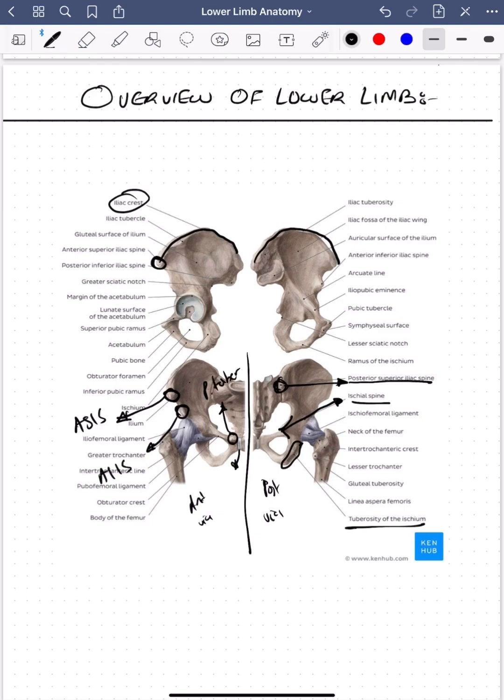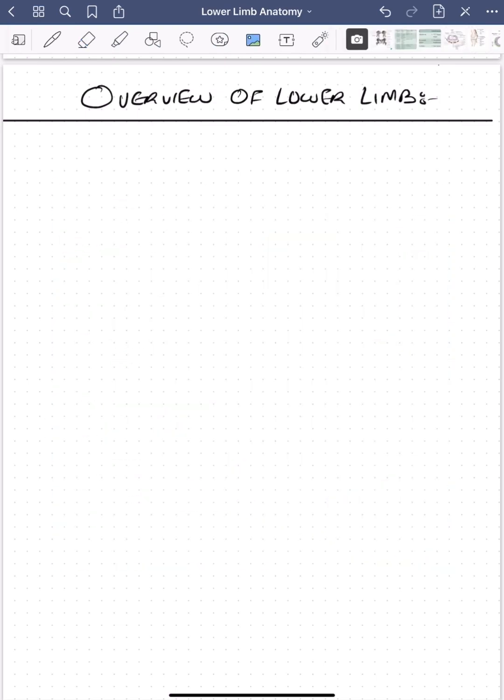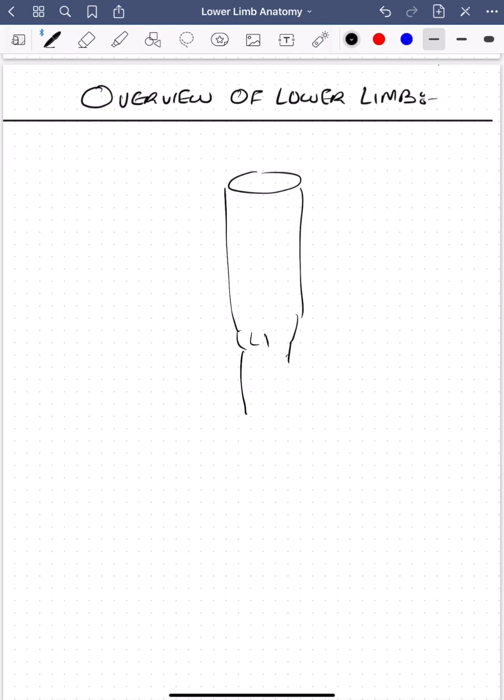So these are the basics of the pelvis bone. Now, moving on, let's begin with the basics of the leg. Let me just get this out of the way. So the leg. Now we all know the lower limb has what? A thigh, leg, and the foot.